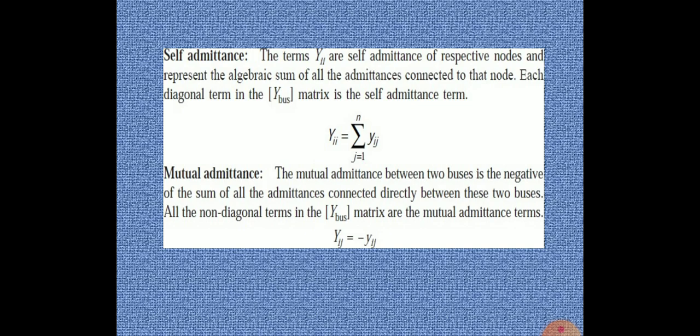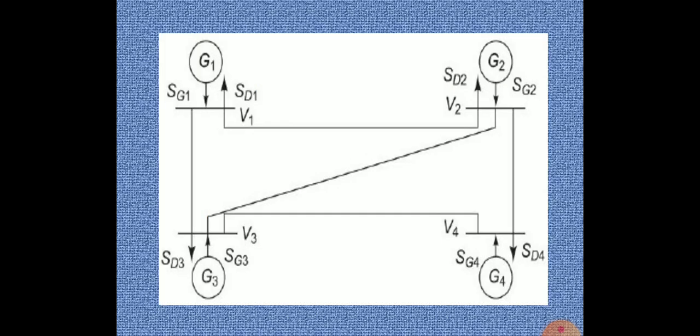These are the elements of the Y bus matrix. First, Yii, for example, means Y11, Y22, Y33. And for mutual admittance, it means the admittance between two buses, 1 and 2. So Y12, Y13, Y21, Y23, Y31 and Y32. Okay, so all these are the examples.